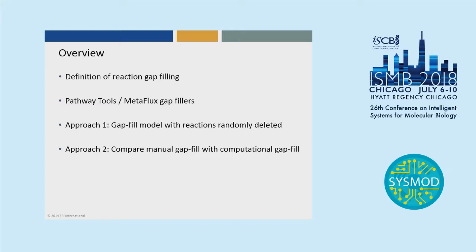The first is to gap fill a model that has had reactions randomly deleted from it to see how accurately the gap filler will restore deleted reactions. And the second is to compare a manually gap-filled model with a computationally gap-filled model.